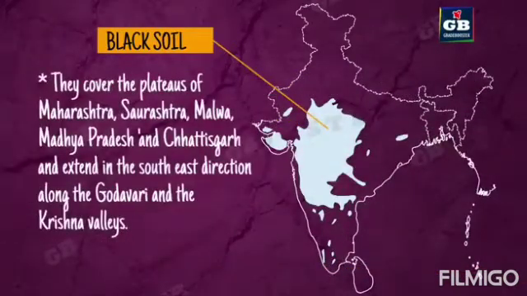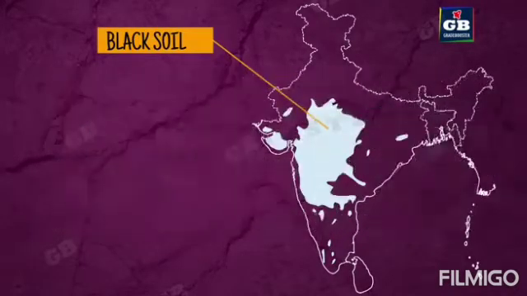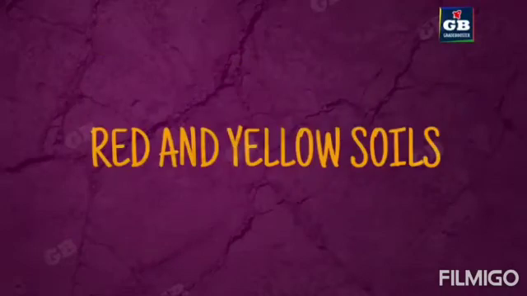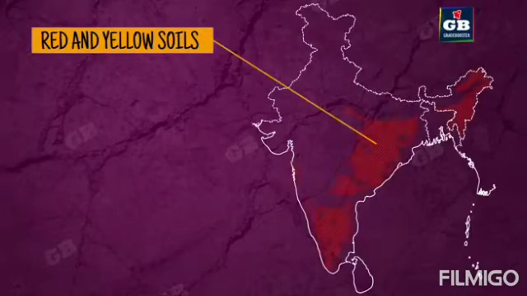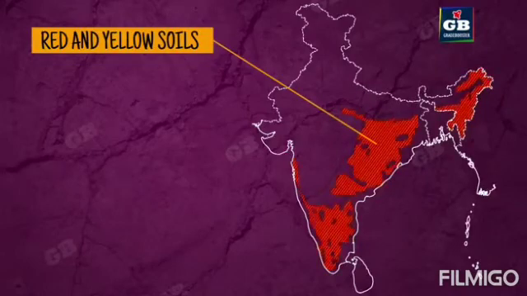They cover the plateaus of Maharashtra, Saurashtra, Malwa, Madhya Pradesh, and Chhattisgarh and extend in the southeast direction along the Godavari and Krishna valleys. Red and yellow soils. Now we can see the India outline map with the red and yellow soils. Remember this marking to answer the identification questions asked in the board exams.